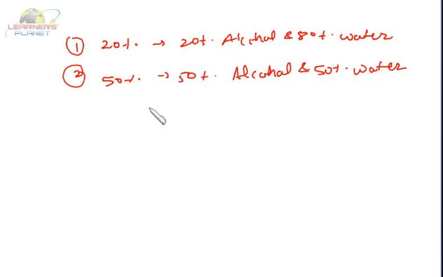Now I wish to have a mixture in which 35% alcohol should be there, and I have to prepare that mixture by mixing these two. Okay, now I have 20% alcohol with me and I have 50% alcohol with me, and I wish to make a 35% alcohol. Now this is how the allegation technique is represented.